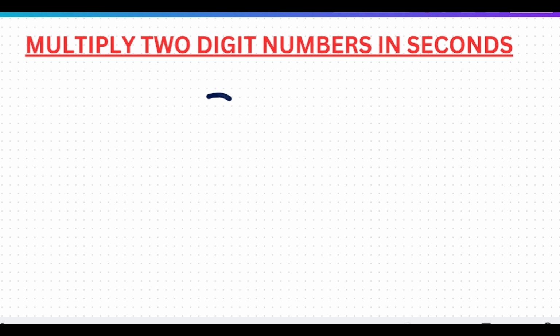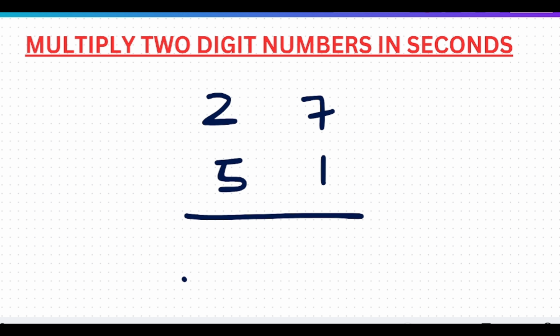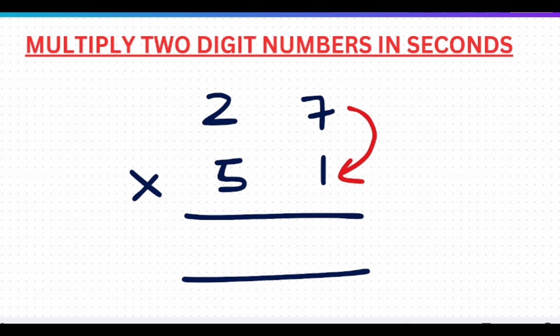For example, say we are multiplying 27 by 51. Let's see how we multiply these two-digit numbers. The very first step is to multiply 7 with 1. So you multiply the right side digits together. 7 times 1 is 7.